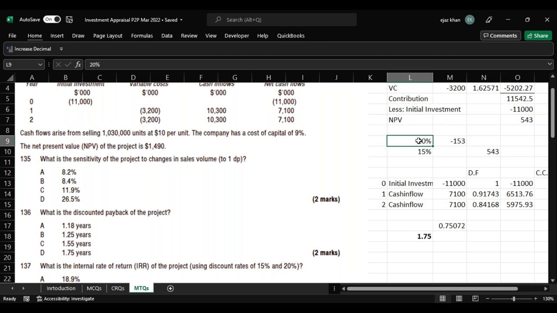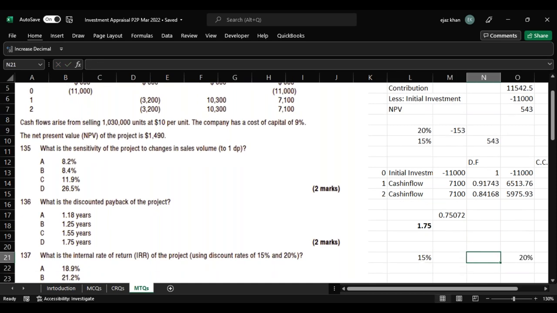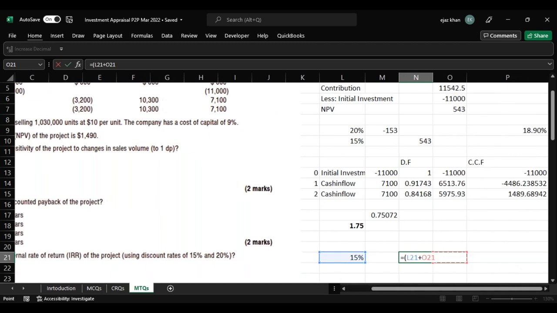Now let's take the midpoint of these two figures. Can you just tell me the midpoint of these two rates, 20% and 15%? If 15% is here, 20% is here, what will be the midpoint of these two figures? 17.5%, yeah. Just simply add these two and divide it by two. It's 17.5%.